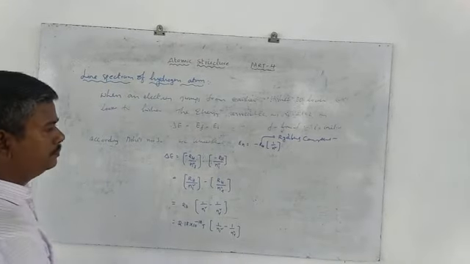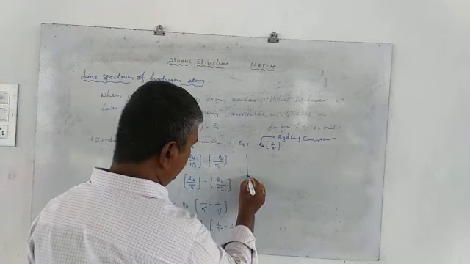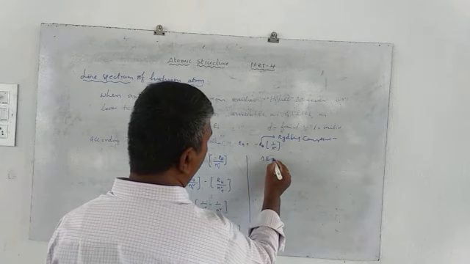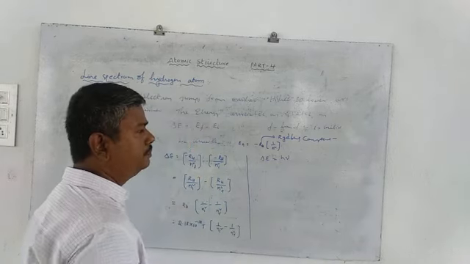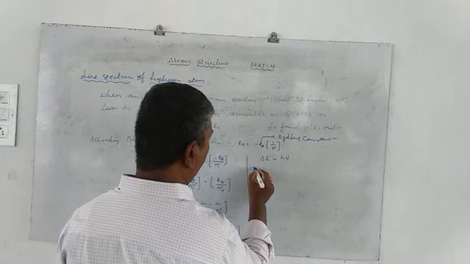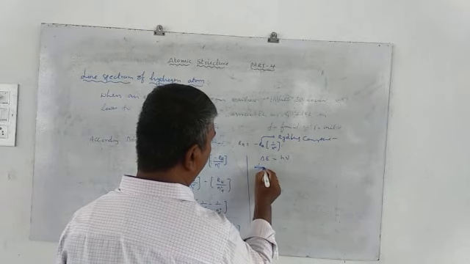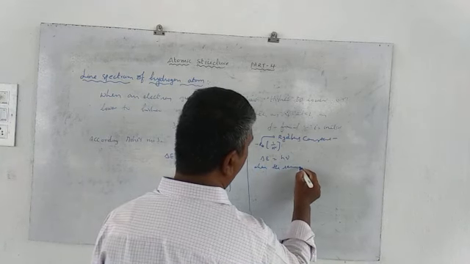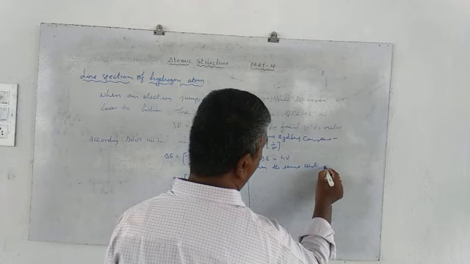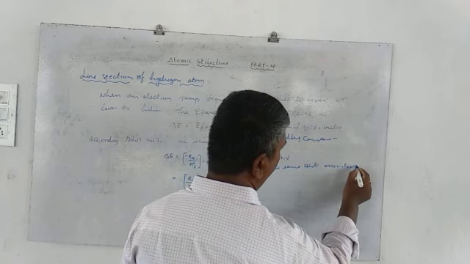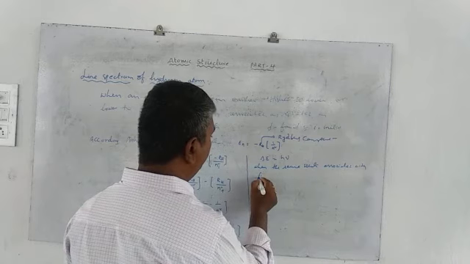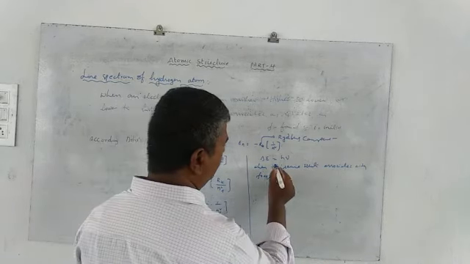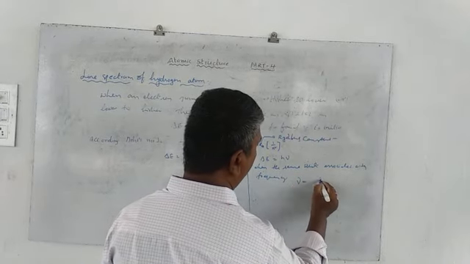Now, if it is associated with frequency, we know that delta E equal to h nu. That means when the same equation is associated with frequency, nu equals to delta E by h.